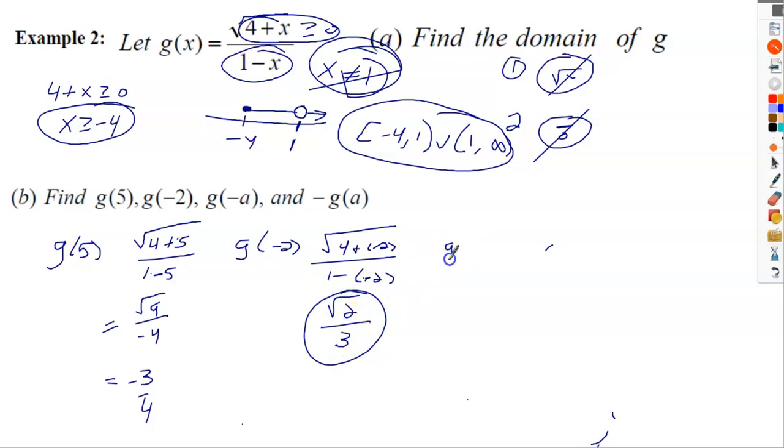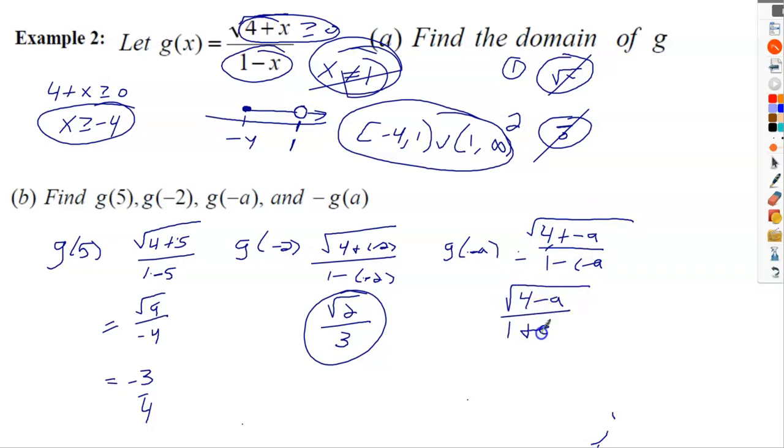Now, g of negative a, I'm going to plug in negative a, so we end up with the square root of 4 plus negative a over 1 minus negative a. And then when I simplify that, it's going to be the square root of 4 minus a over 1 plus a.